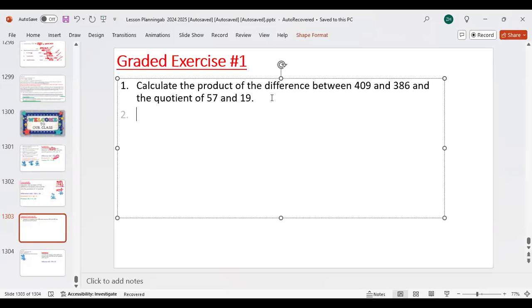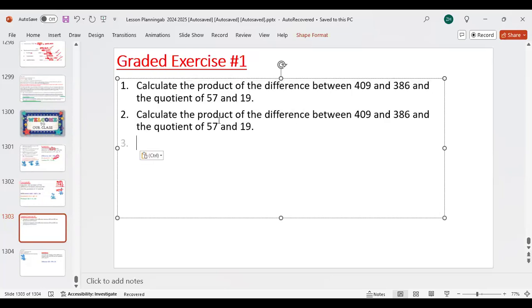Number 2, calculate the product of the difference between 506 and 489, and the quotient of 16 and 48.